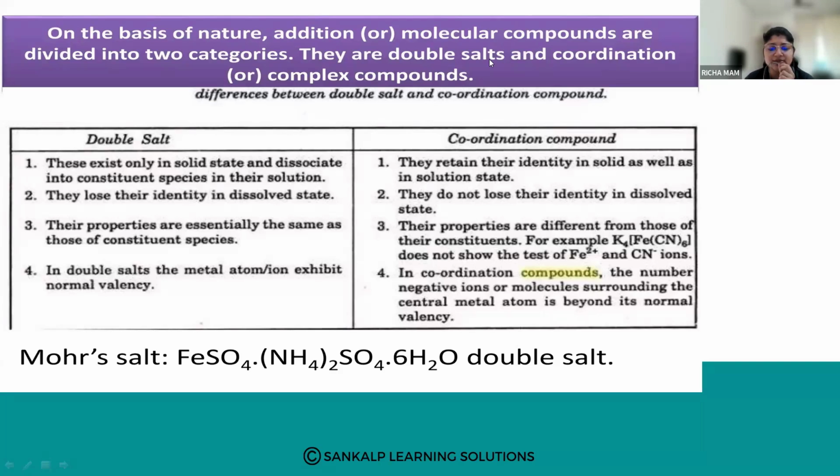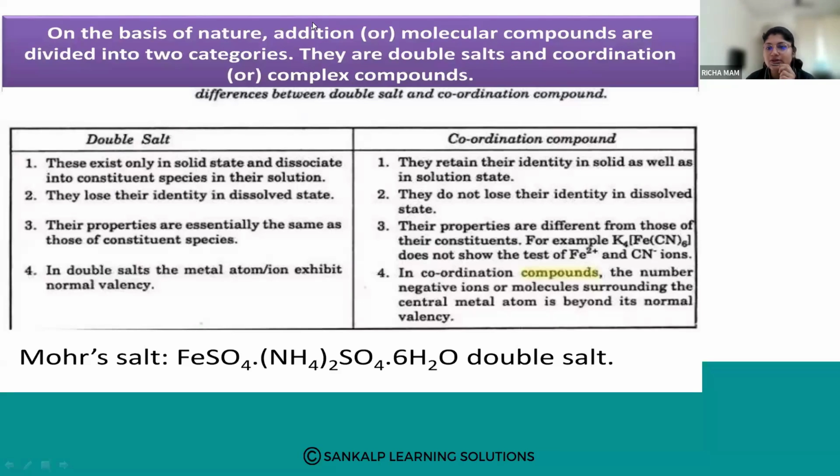Now these addition compounds are of two types: double salts and complex salts. Now what are double salts? Addition compounds which, when you add them in water, dissociate into simple ions are double salts. We have seen the examples: carnallite, Mohr's salt, and potash alum. Please remember the molecular formulas of potash alum and Mohr's salt, very important. And then what are complex compounds?